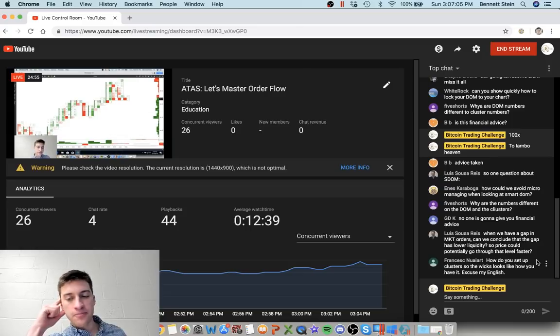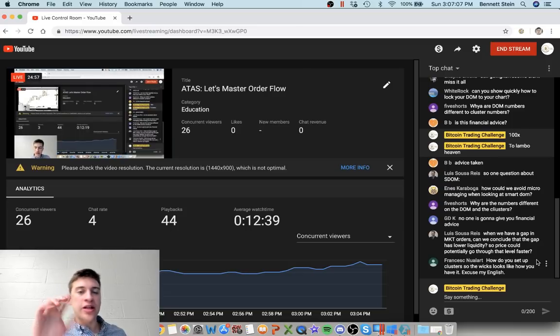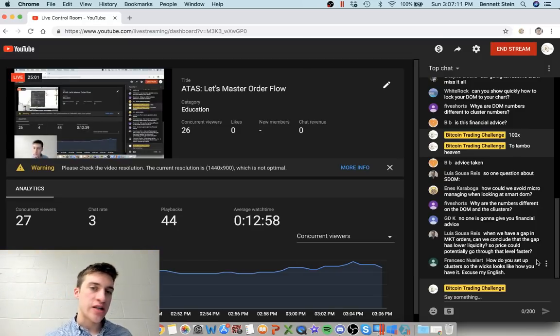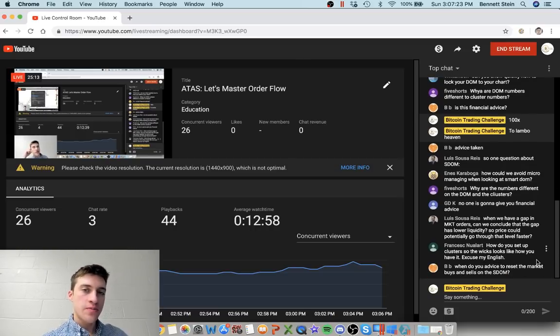I think that if you see a large amount of market buying, well, here's actually a case in point. Sometimes when you see a gap in the DOM, what it actually is is a high tail. When price makes a very large tail, and then you see price rapidly fall after it makes that tail, the reason that occurs is kind of what you had just said: it's because of the lack of liquidity, the lack of trading interest within that range. So price falls lower. How do you set up clusters so the wicks look like how you have it? Oh yeah, really good question, guys.